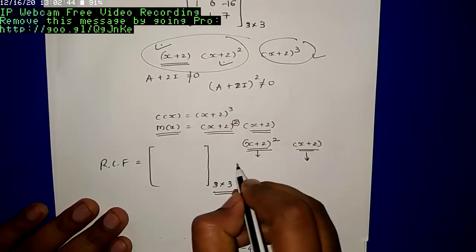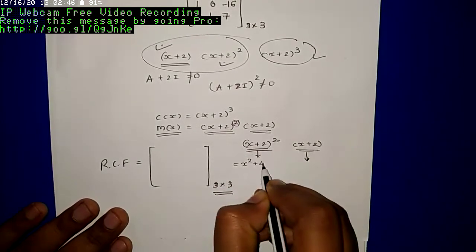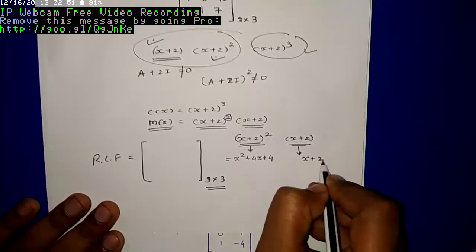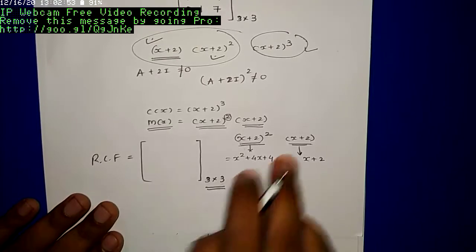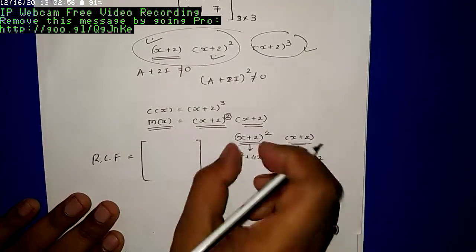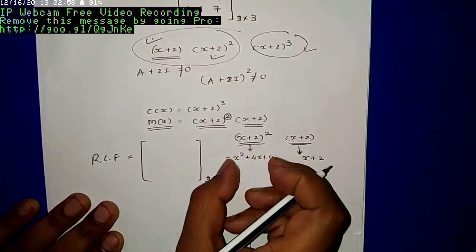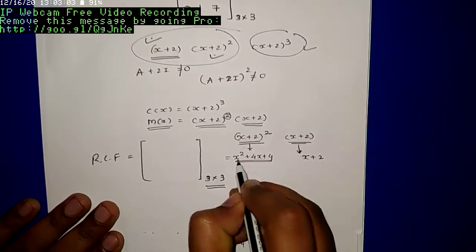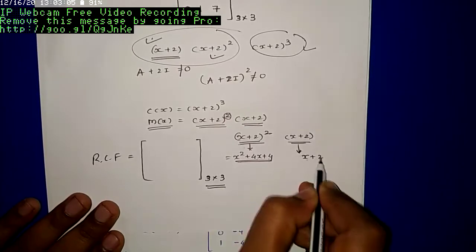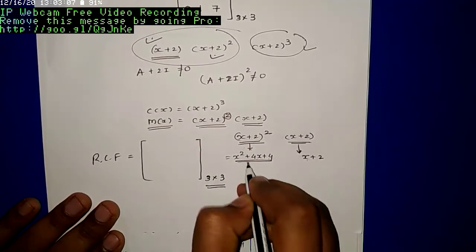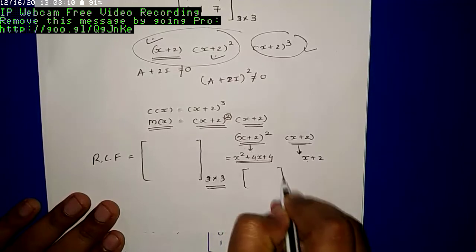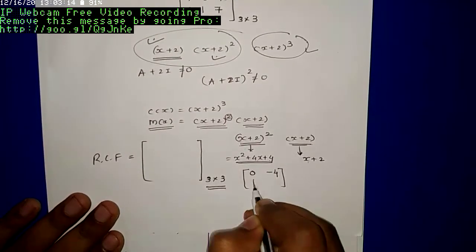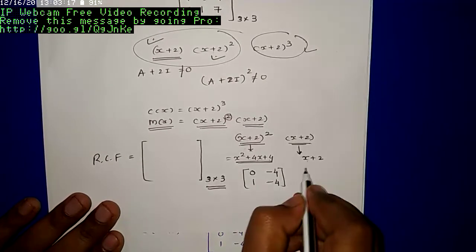Now just simplify this: x^2 + 4x + 4. Nothing to do with this. So these 2 are the invariant factors, x^2 + 4x + 4 and x + 2. The companion matrix for this must be 0, -4, 1, -4, and for this companion matrix it is -2.